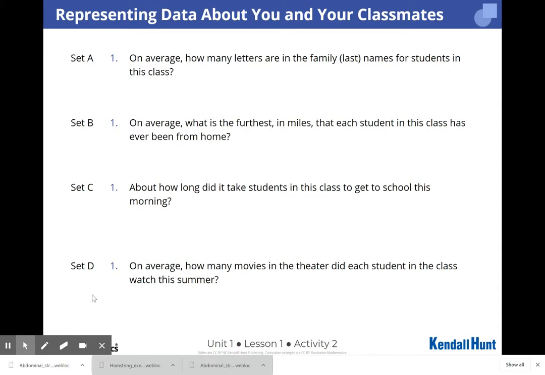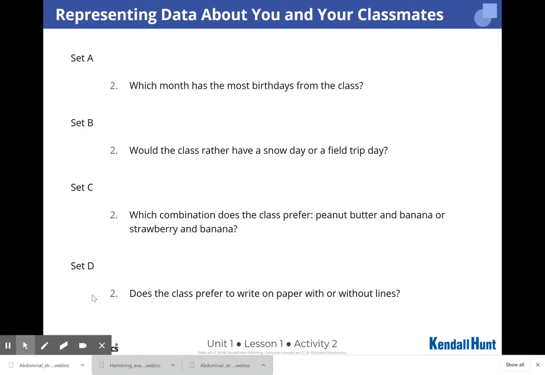We would ask each person, how long did it take you to get to school? Okay. For set A, B, C, and D for number 2, we would ask a survey question that would help us get the categorical data that we wanted. So which month has the most birthdays from the class? We would ask, what month were you born?